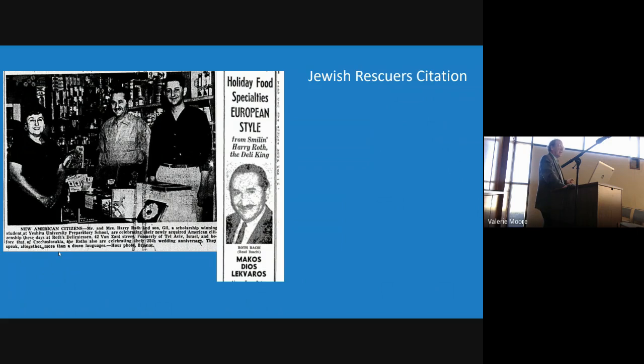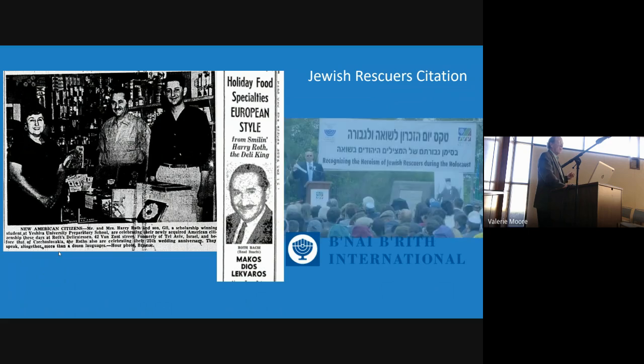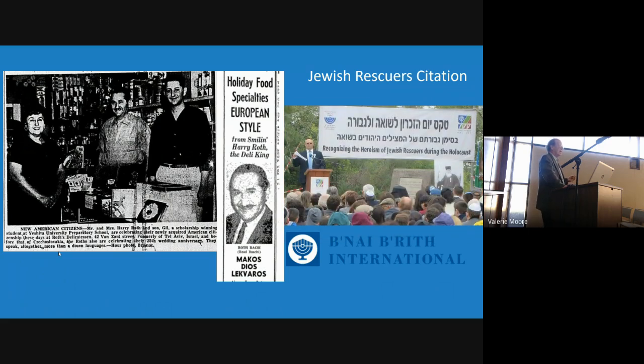He died in 1998. But one of the purposes of my research here was to get Harry an award, and the only organization in the world that gives an award to Jews for saving other Jews is B'nai B'rith, located in Israel, and I'm going to be there in a month, and I'll meet with them, and hopefully we'll be able to get Harry a much deserved award, because even his family didn't know what he pulled off here.